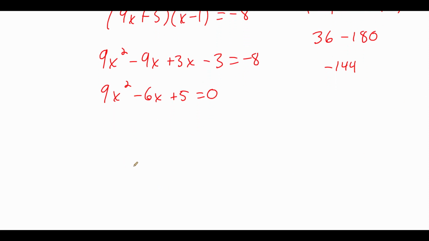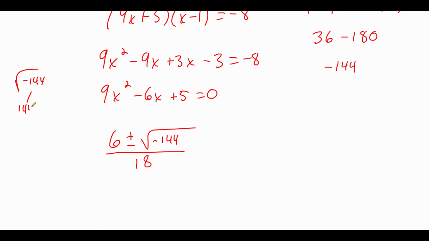So if we start filling out the quadratic formula, the opposite of b, so the opposite of negative 6, is positive 6, plus or minus the square root of our discriminant, negative 144, all over 2 times the a value, so 2 times 9 is 18. Now the square root of negative 144 is going to be reducible. We can split this into positive 144 and negative 1. Hopefully we recognize 144 as a perfect square. That's going to be 12, but because we've got this negative 1 in there, it's going to be 12i. So it's going to be 6 plus or minus 12i over 18.